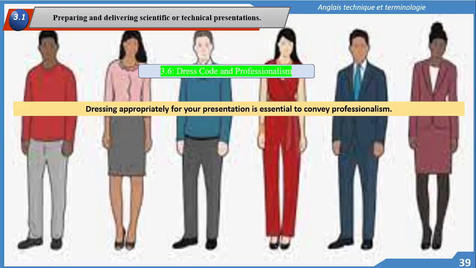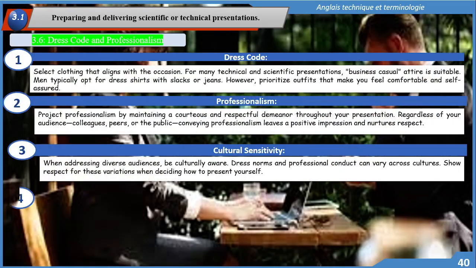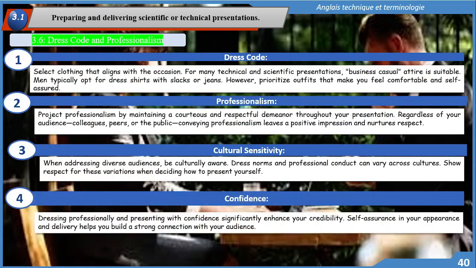Your choice of attire and professionalism greatly influence your presentation's impact. Here are some considerations. 1. We'll now delve into an often overlooked aspect of successful presentations. Dress code and professionalism. How you present yourself plays a significant role in conveying your message effectively.